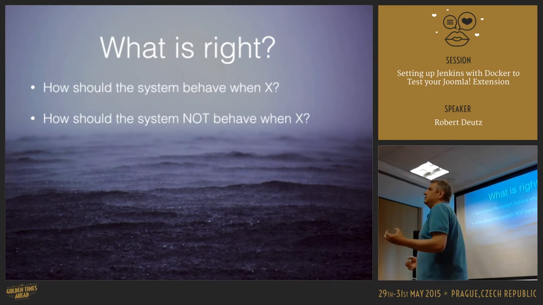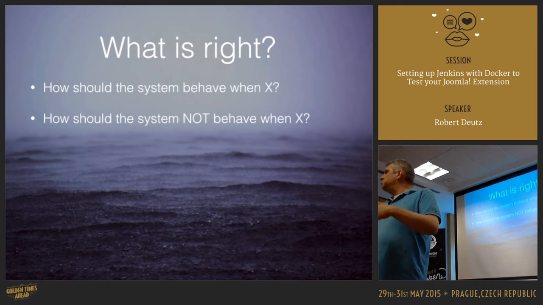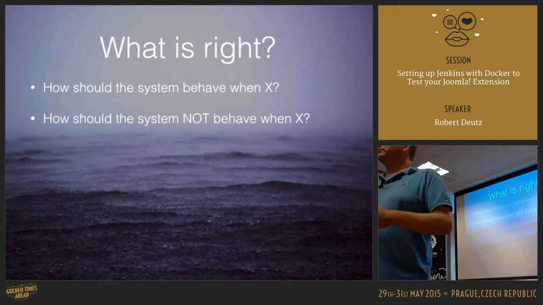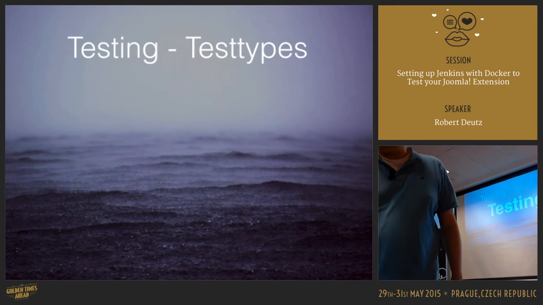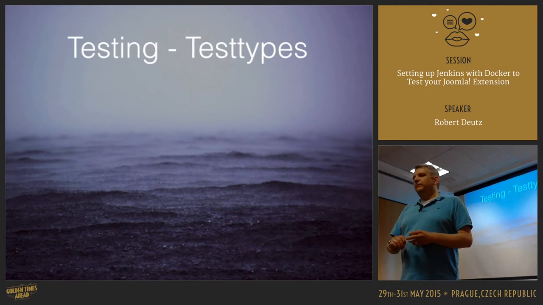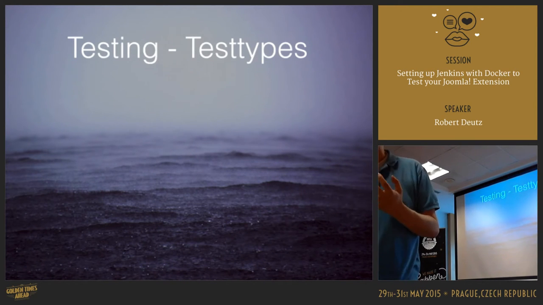How can we find out if the system behaves right? If we do normal development, we develop something and say, okay, this function should add two numbers, and when I put one and one in, there should come two. That's something you look at, you look at the results. So it's manual testing. Testing is a key to have an automatic way to find out if the system does what it should do.